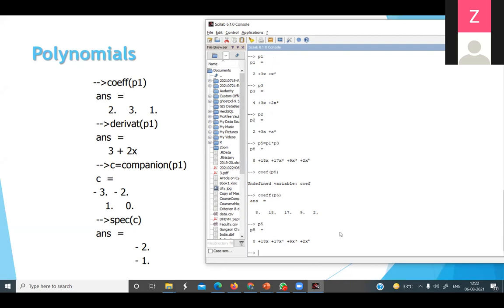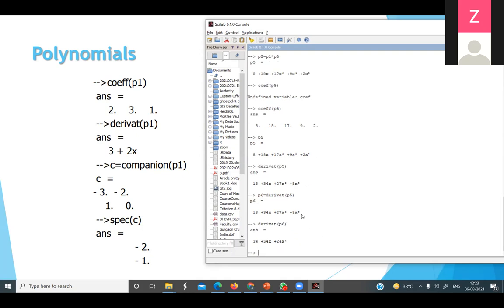I want to know the first derivative of this equation P5. Done. So 4 times 2 is 8, 3 times 9 is 27, and of course the power gets reduced. 17 times 2 is 34, 18 as such is there, x is removed. So the power is one less, and the power gets multiplied with the coefficient. Let us differentiate it again. Assign it to some variable, let's say P6, and find the derivative of the same equation again. It's done. So 8 times 3 is 24, 27 times 2 is 54, and 34 is the last coefficient after differentiation.